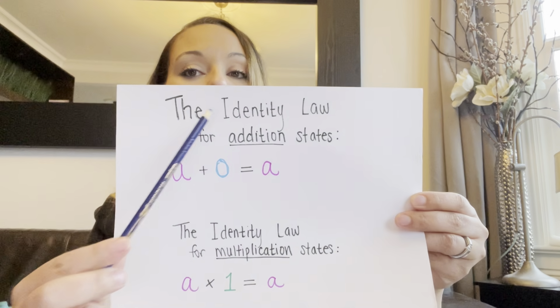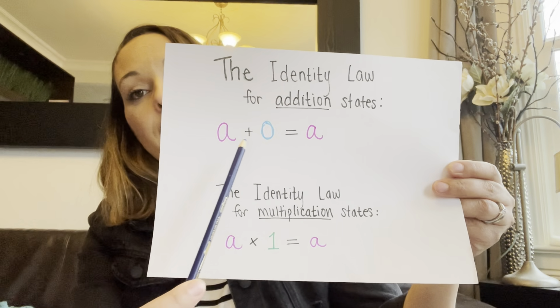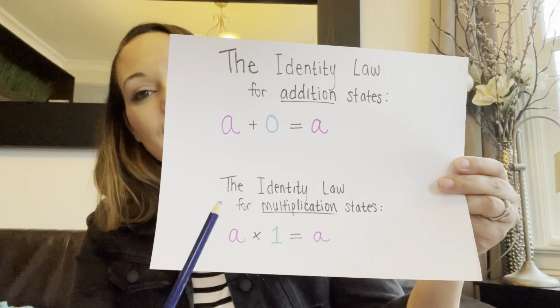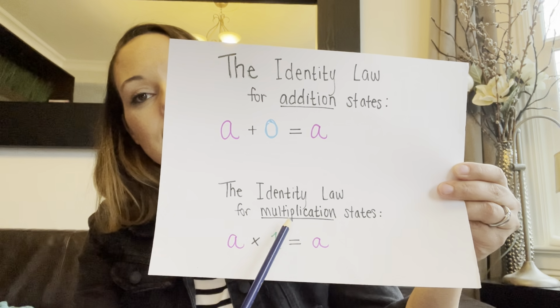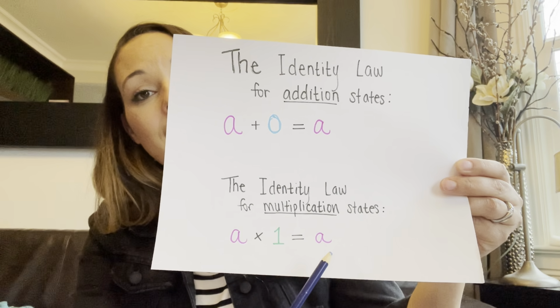We're going to sing this to the tune of Polly Wolly Doodle, and it sounds like this. The identity law for addition states a plus 0 equals a. The identity law for multiplication states a times 1 equals a.